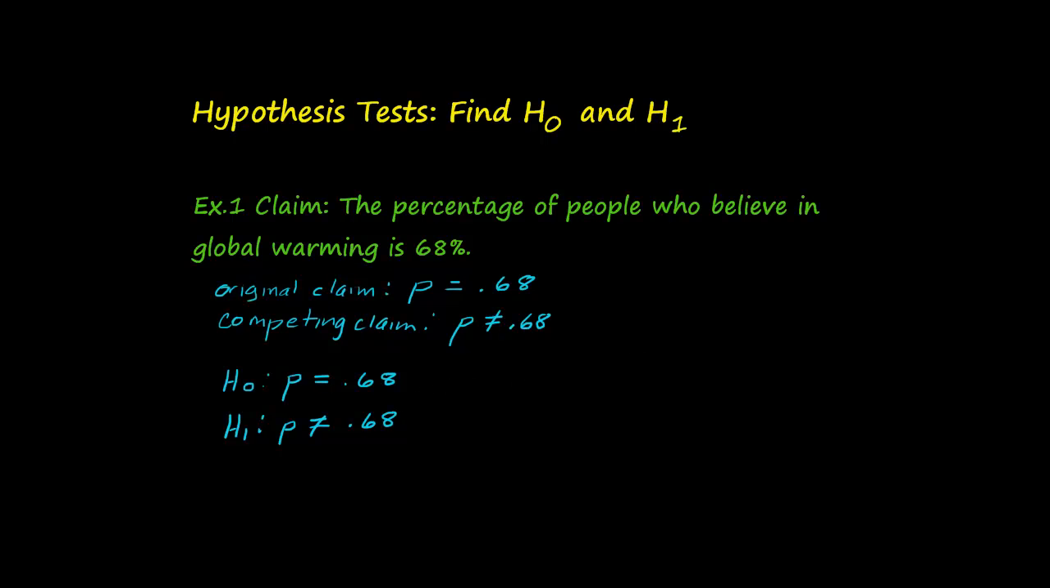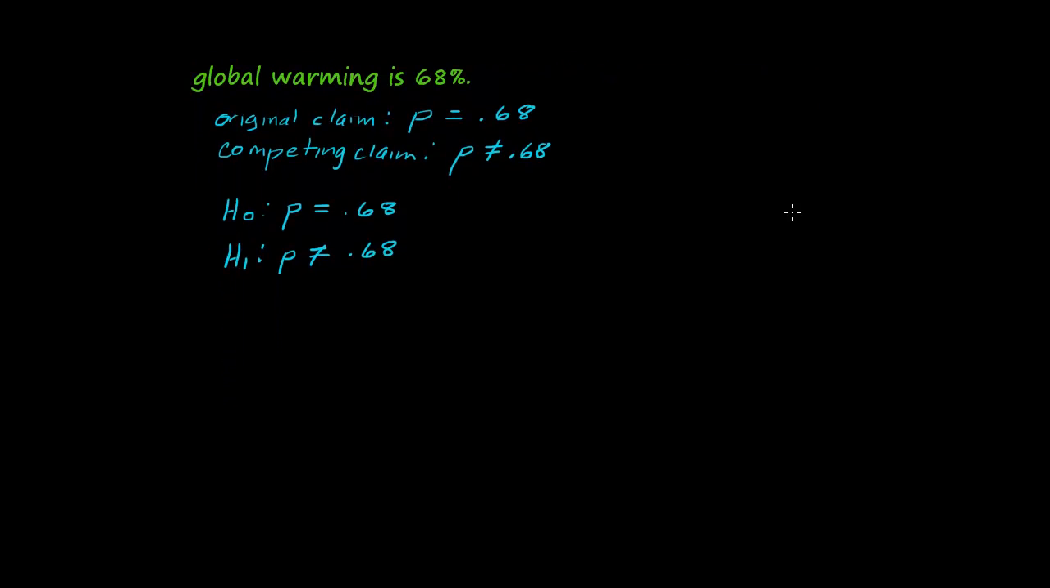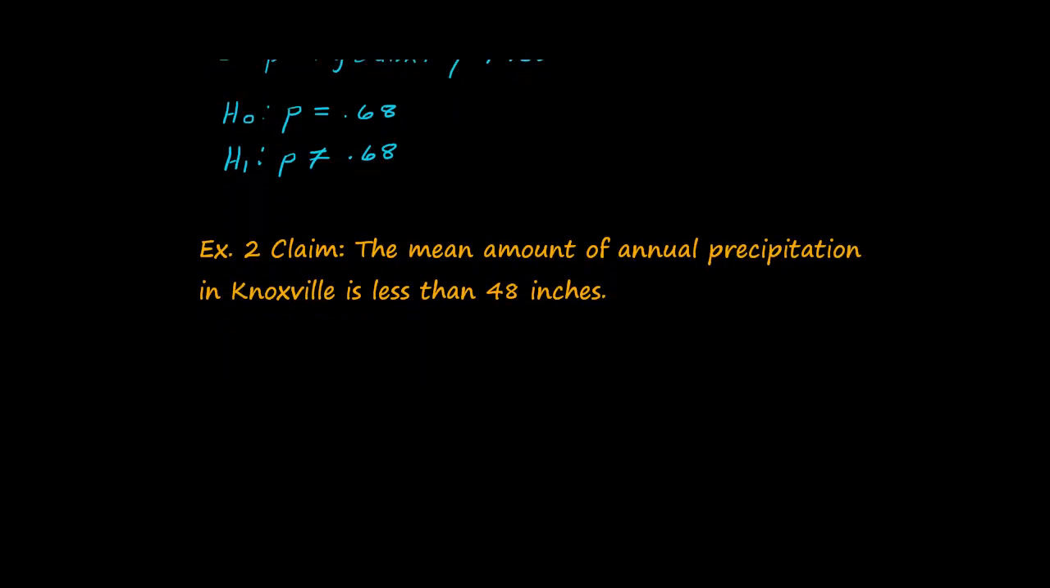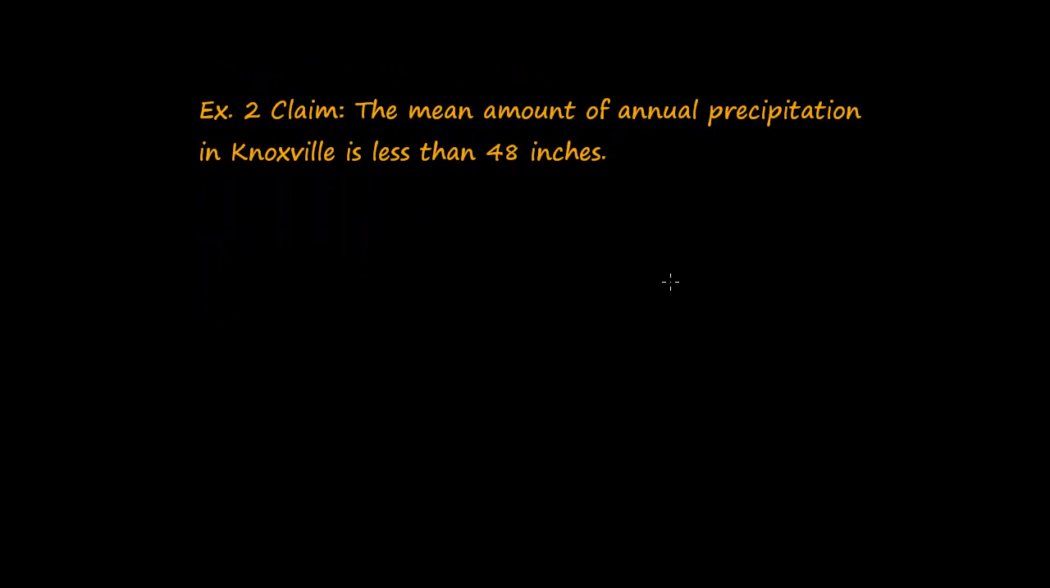Okay, let's look at another example. Our claim is that the mean amount of annual precipitation in Knoxville is less than 48 inches. So let's do the same thing again. What's our original claim? The mean is less than 48 inches.